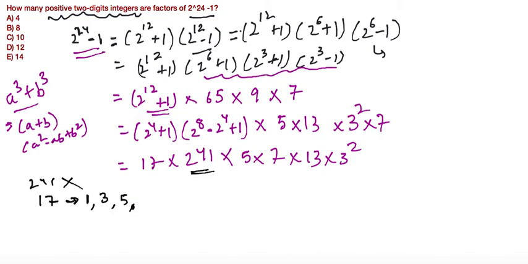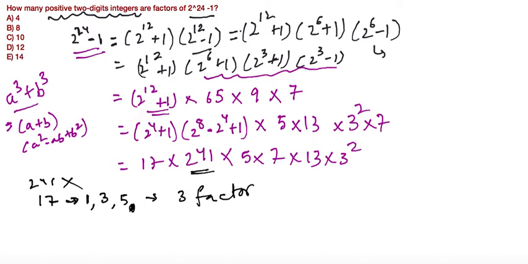And of course, 17 into 7 is also a three-digit number. So basically we stop here. This is the highest possible, 17 into 5 is 85. So essentially we have 3 factors which are two-digit positive factors of the original expression, which contain 17 in them, right?